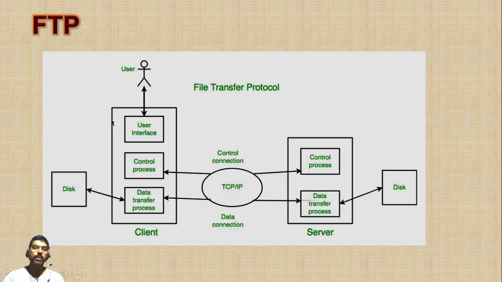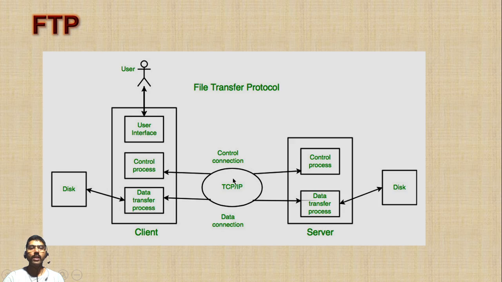In File Transfer Protocol, two types of connection are established. Actually, this file transfer protocol is, just like HTTP, a connectionless protocol. So it uses a protocol called TCP for the connection. It provides two types of connection. With the help of TCP, it creates two types of connection called control connection and data connection.